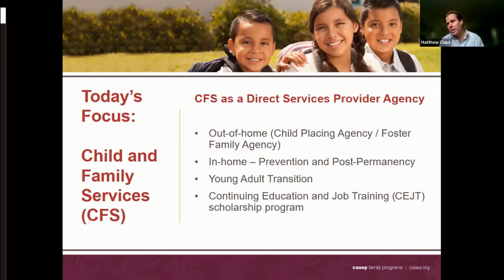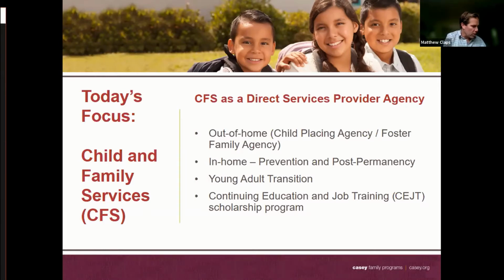And so he dedicated his family legacy to building and supporting our foundation, where we originally started work providing foster care services. Over time, our service array and our practices evolved to where we also provide in-home prevention services or post-permanency support. We also provide services for young adults who are enrolled in our program. And then lastly, we have a scholarship program as well for youth who are in our care.